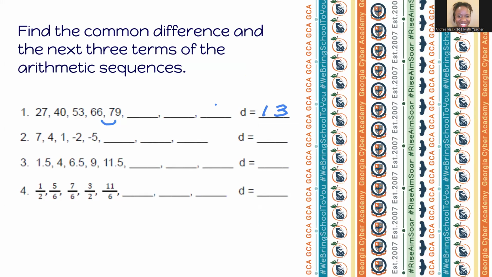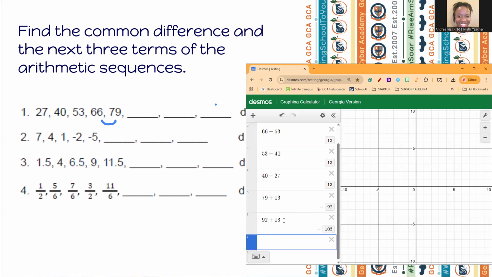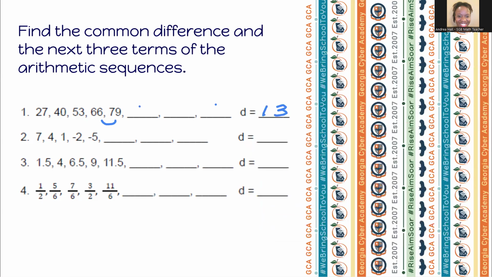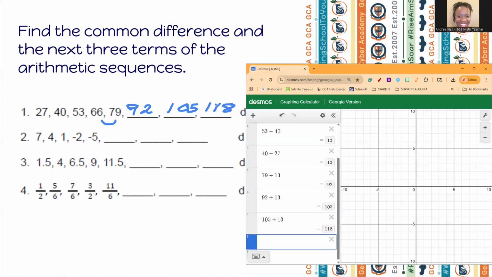So to find the next 3 terms, I'm going to take the last term that I see here, which is 79. I'm going to say 79 plus 13. That's going to be 92. Then I'm going to say 92 plus 13. It's 105. 105 plus 13. Make sure I check my math. So 92, 105, 118. So if you didn't know how to do the first one and you wanted to see me do it, go ahead and try the others on your own.